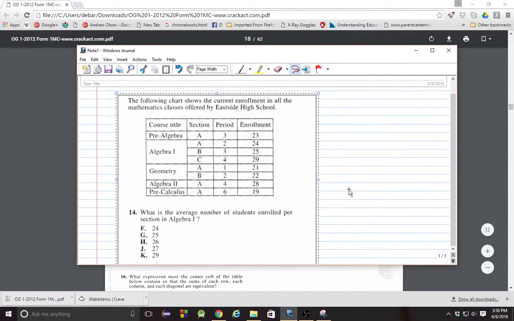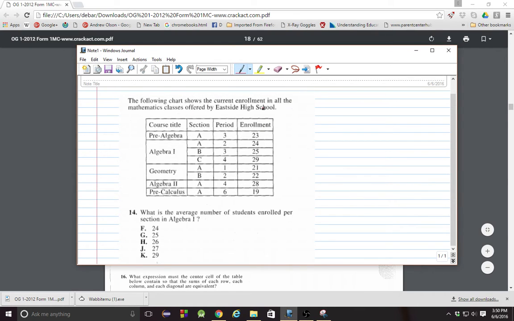Okay guys, so today we're going to be doing problems 14 through 16 on the ACT Math Form 1MC for years 2011 to 2012. Okay, so here we have a problem.